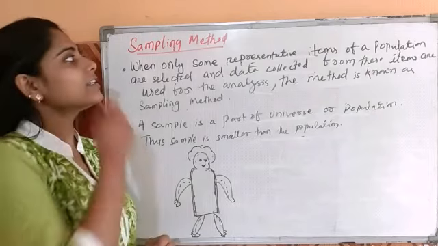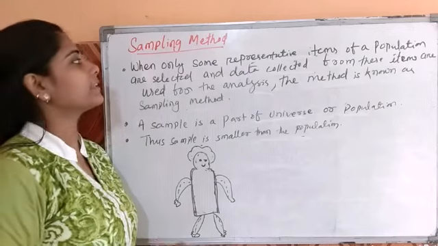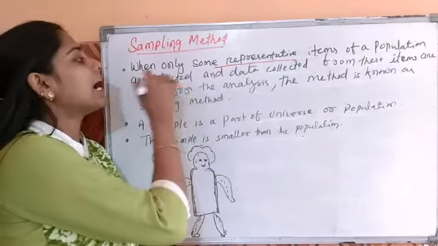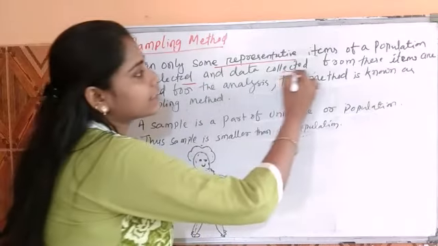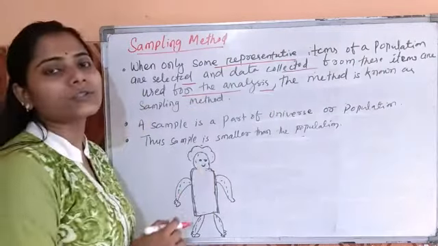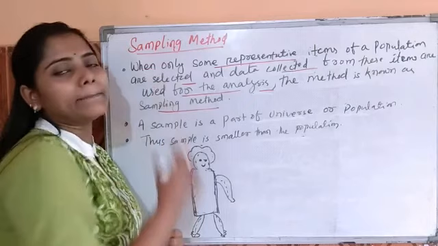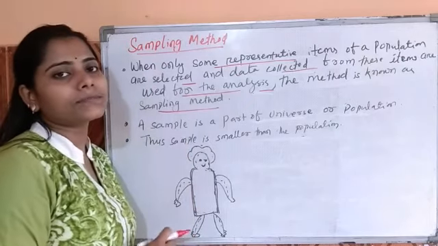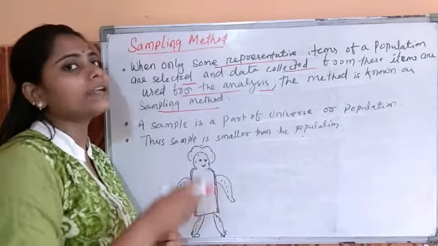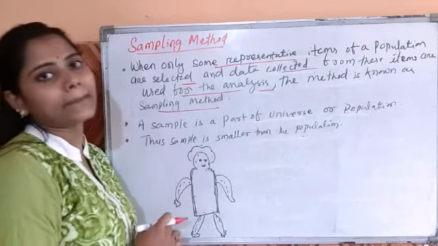Now we discuss the next topic, that is the sampling method. The sampling method is a method where only some representative items of a population are selected, and data collected from these items are used for analysis. This method is known as the sampling method. That means in the sampling method we collect some samples. After collecting the sample, we properly study it and gather information from it.